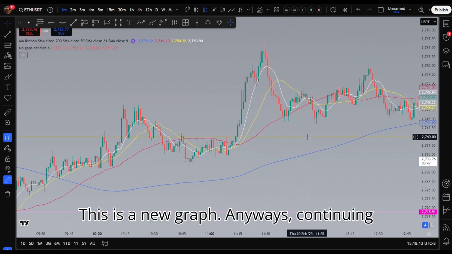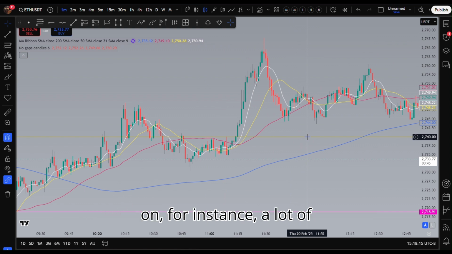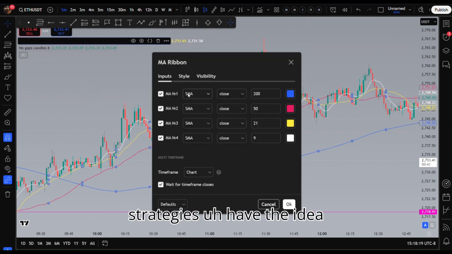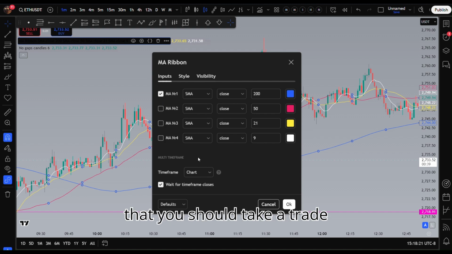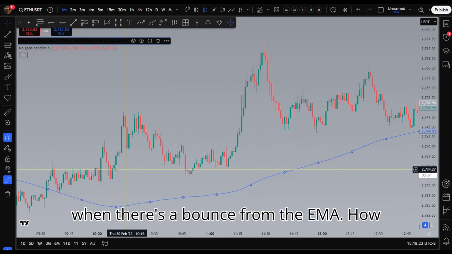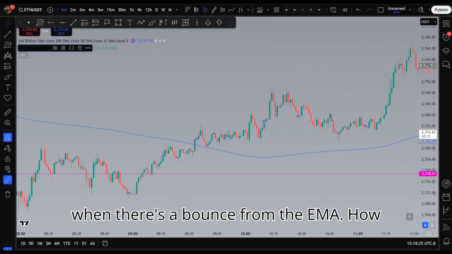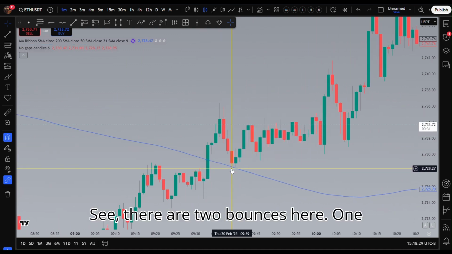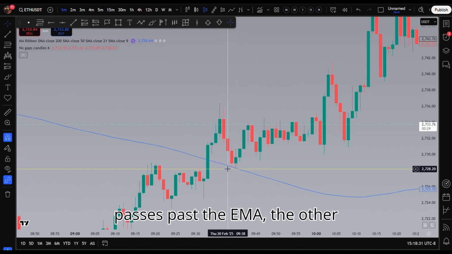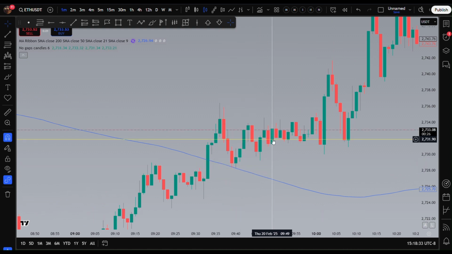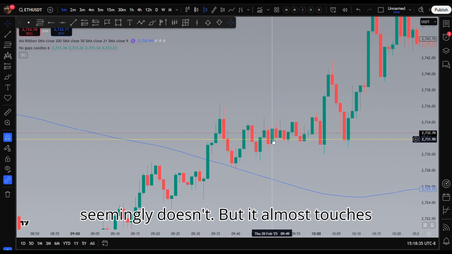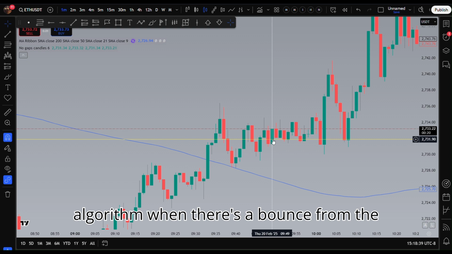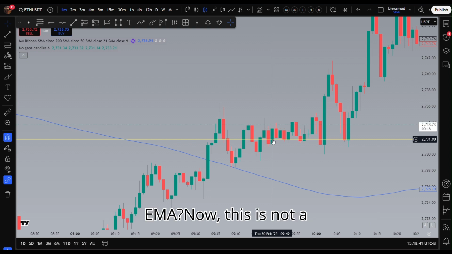Another big issue is, for example, EMA. Anyways, continuing on. For instance, a lot of strategies have the idea that you should take a trade when there's a bounce from the EMA. How do you determine that bounce, for example? See, there are two bounces here. One passes past the EMA, the other seemingly doesn't, but it almost touches the EMA. So how do you actually tell this algorithm when there's a bounce from the EMA?